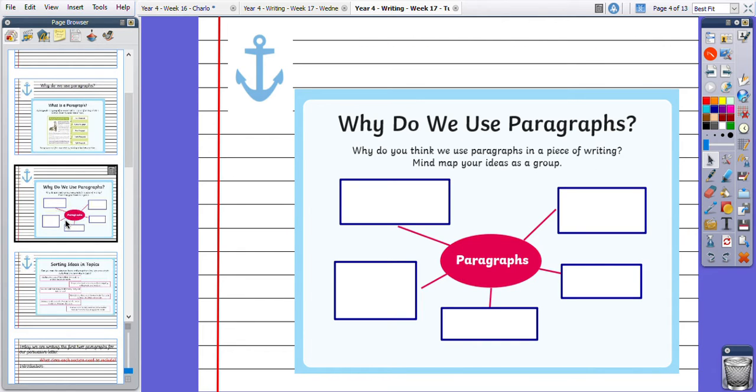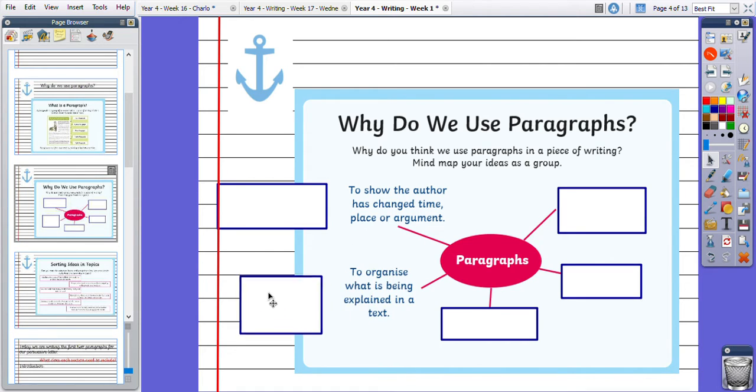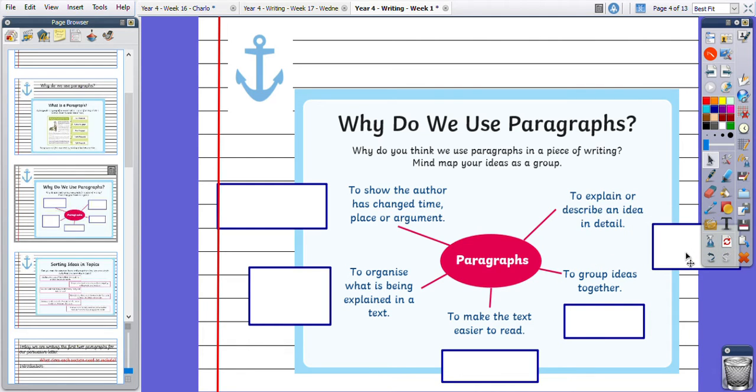So pause the video and in your books or on a piece of paper, mind map why you think we use paragraphs. So pause the video now. Okay, so some ideas you may have might be to show the author has changed time, place or argument. So we'd maybe show this using a fronted adverbial as well. To organise what is being explained in our text. To make it easier to read, to group our ideas together, and to explain or describe an idea in detail.